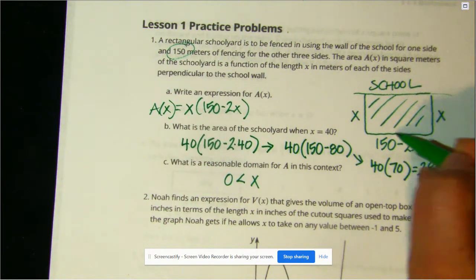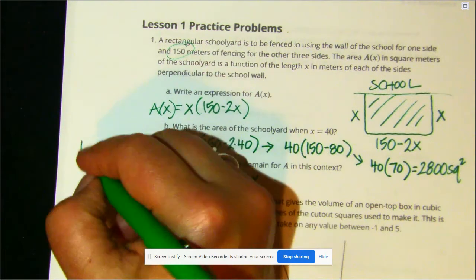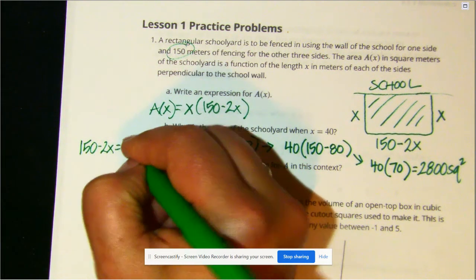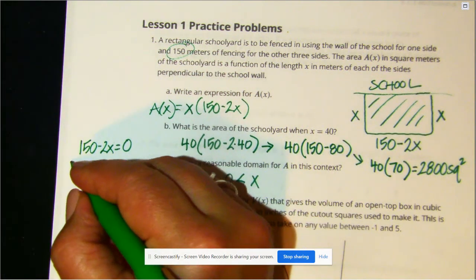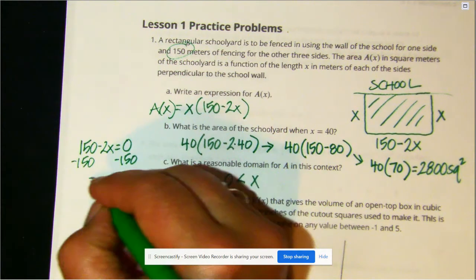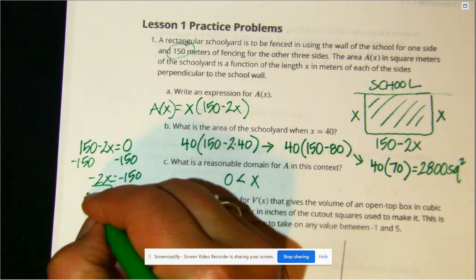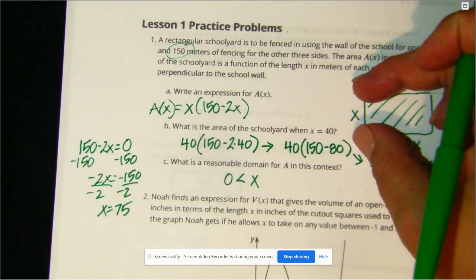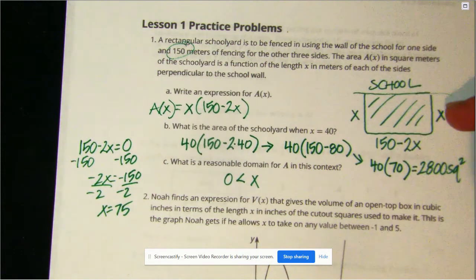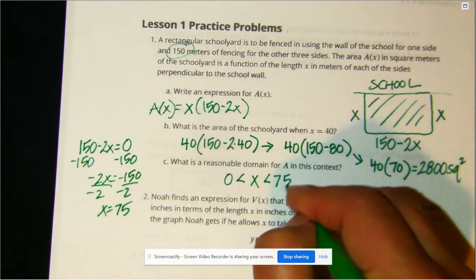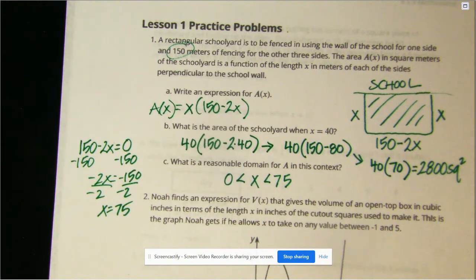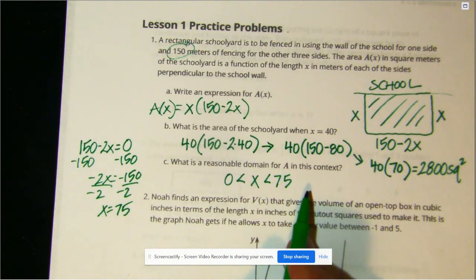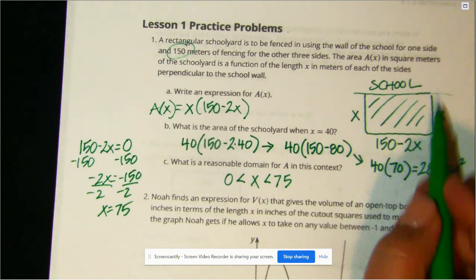What number would get this down to 0? That's pretty much what you're asking. 150 take away 2 of what's going to make 0? You might be able to just problem solve this out in your head. 75. If this is 75 and that's 75, that makes 150. And 150 take away 150 leaves nothing left. So I'm going to put that as my upper bound. I'm not going to say it could equal 75 because then you wouldn't be able to have any schoolyard. But anywhere from 0 up to 75, those are numbers that would make sense in this problem.